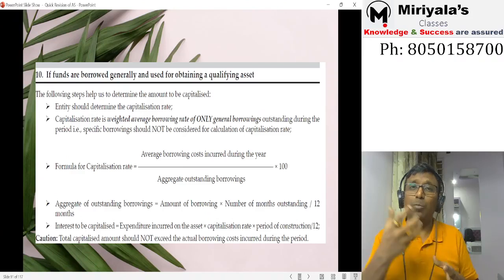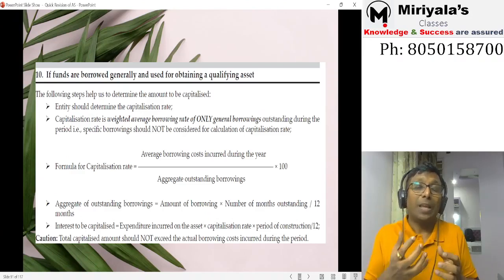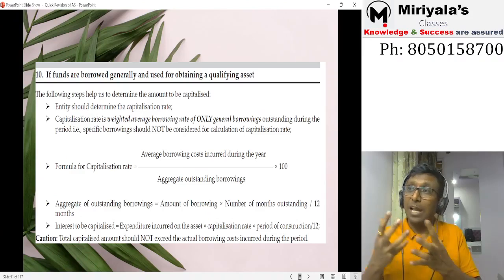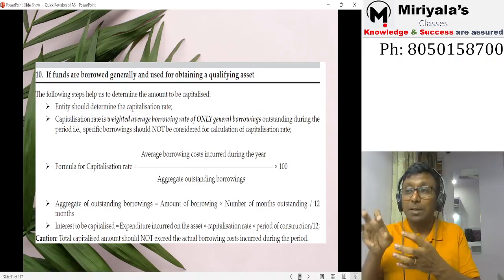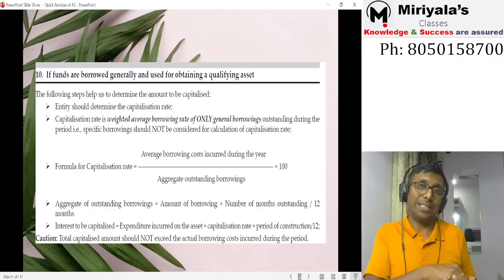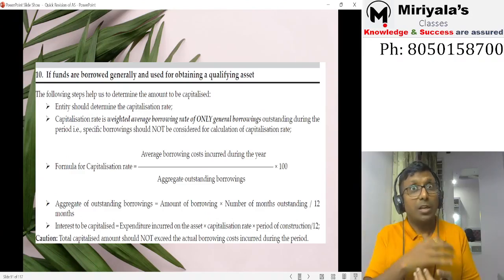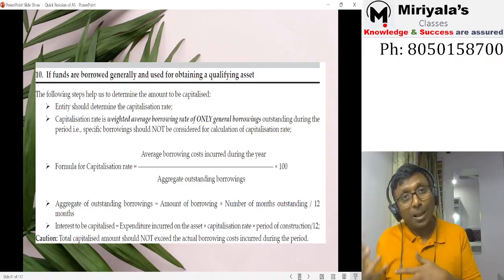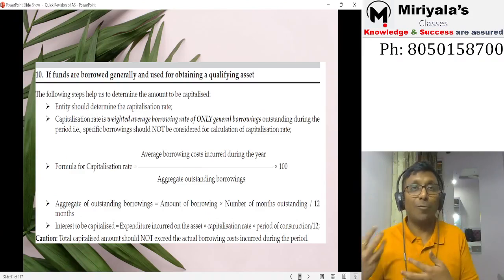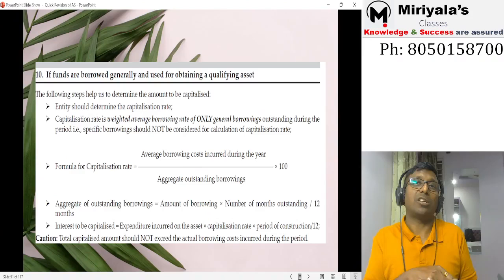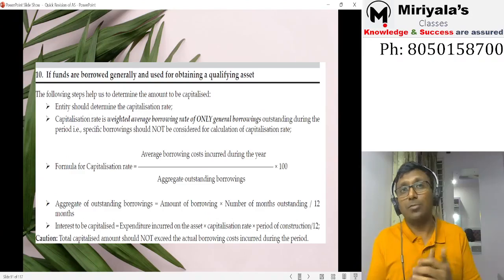So I have borrowed it. I mean, I have not borrowed specifically, sir, but I have borrowed it for some other purposes. But that money is being used for the qualifying asset. Under that circumstance, those are called general borrowings. A general borrowing will include even the working capital loan. A bank OD also should be considered as general borrowing. So under this circumstance, what are you supposed to do?